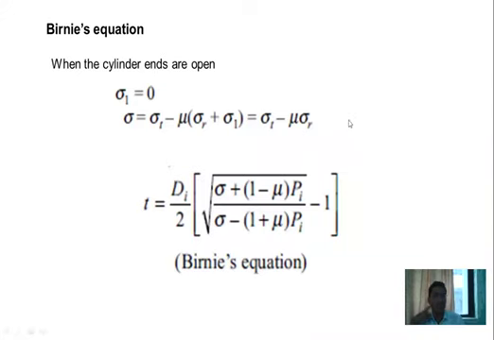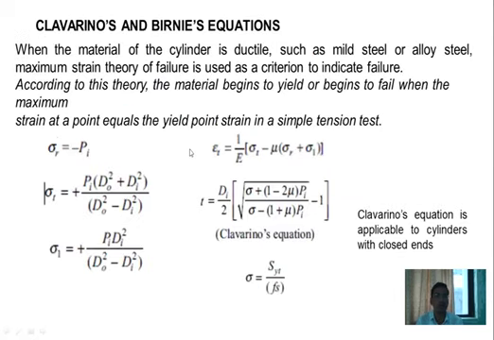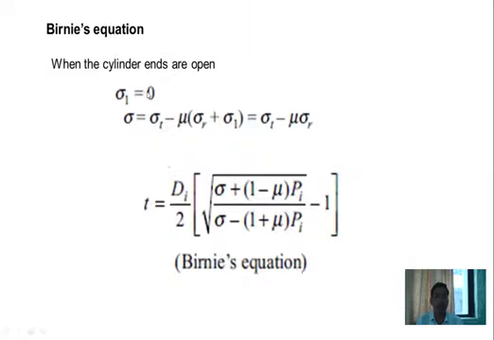Next equation is Bernoulli's equation. When the cylinder ends are open, this equation is used to calculate the thickness of the cylinder. Whenever the cylinder ends are closed, the previous equation, that is the Clarineus equation, is used. When the cylinder ends are open, the longitudinal stress will be equal to 0, and circumferential stress is calculated by using this formula. So the final thickness of the cylinder is equal to di by 2, square root of (sigma plus mu pi) divided by (sigma minus mu pi) minus 1.